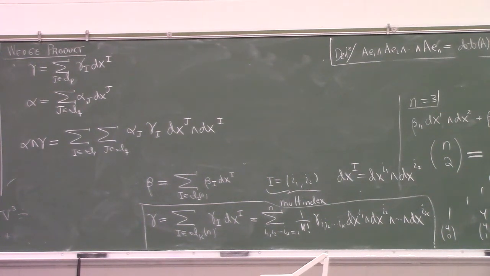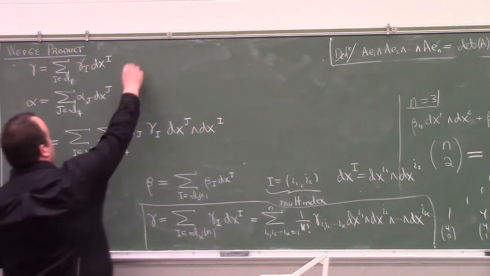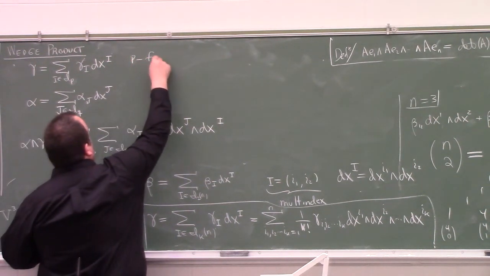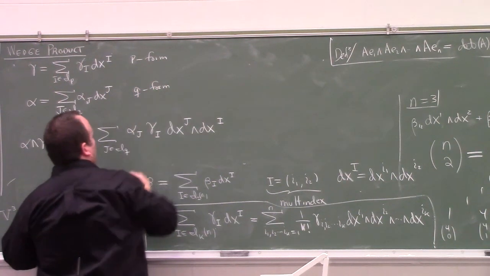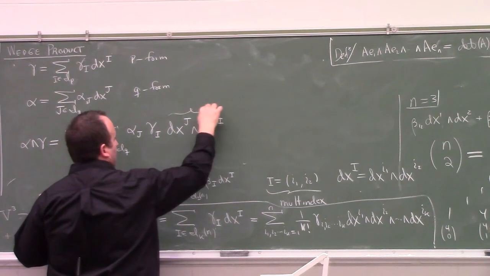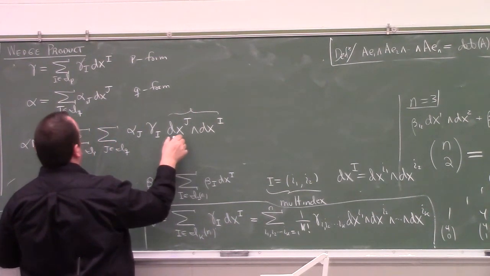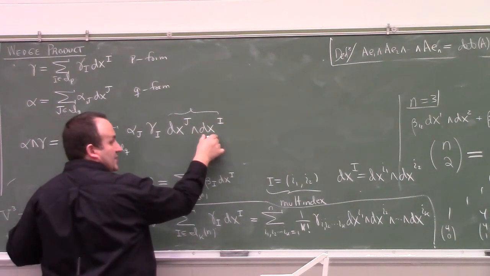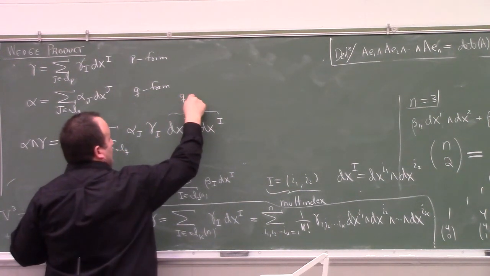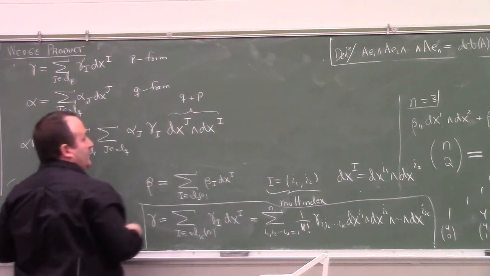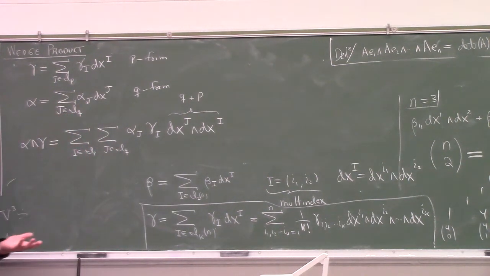At the moment, I'm just using the distributivity of the wedge product I claimed. And what I want to show you, so like some language here. This is a P form. This is a Q form. How many things are here? Q, and this has P. So this is actually a Q plus P form. So when we take the wedge product of a Q form and a P form, we get a Q plus P form. All right?